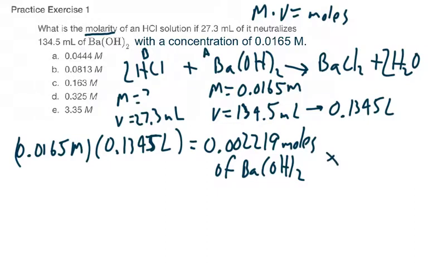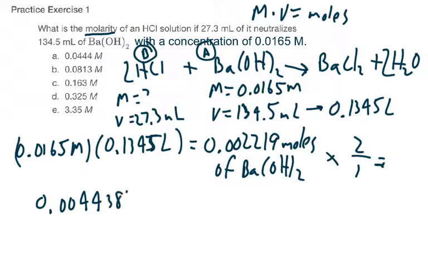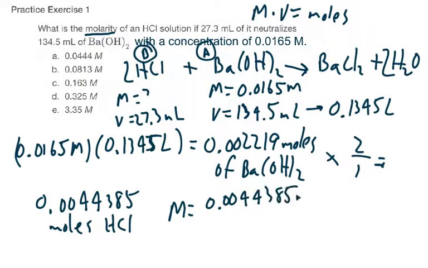Now notice here the mole ratio is not 1 to 1. Look at B over A. Here's B, here's A. The mole ratio here is 2 to 1. So when you multiply the moles of the given by 2, you're going to get 0.0044385, and this is moles of B, which is HCl. Okay? Now we want the molarity like in the previous problem. So if you recall, molarity is equal to moles, which we just found, divided by the volume in liters.